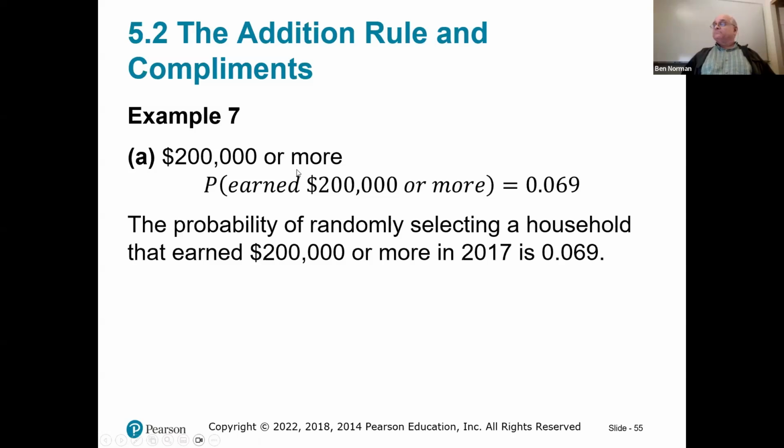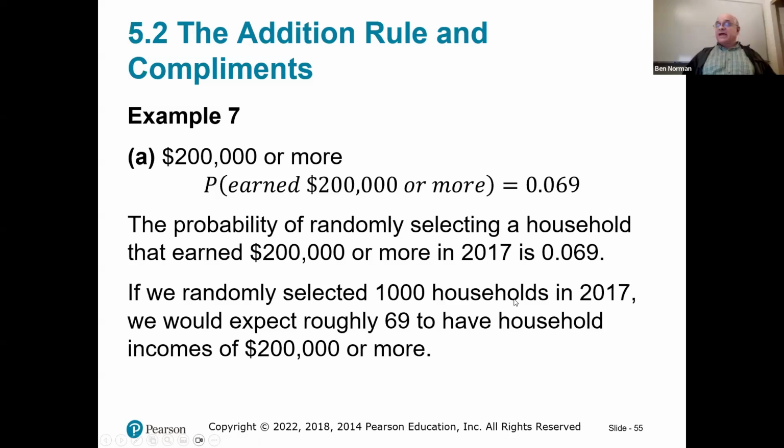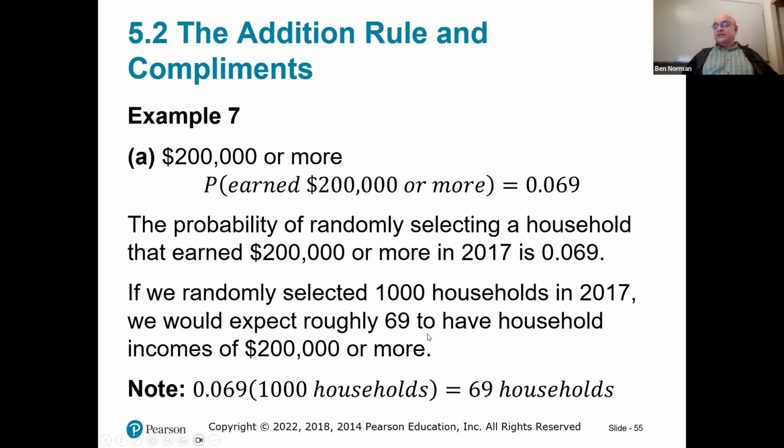The probability of randomly selecting a household that earned 200,000 or more in 2017 is 0.069. If we randomly selected 1,000 households in 2017, we would expect roughly 69 to have household incomes of 200,000 or more. So the 69, that's just 0.069 times 1,000 households to give us 69.